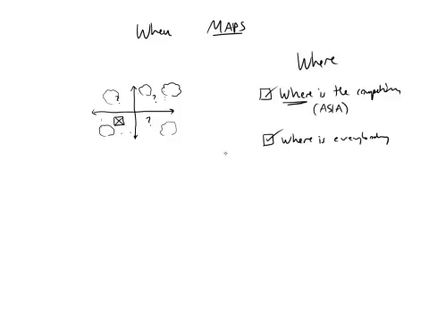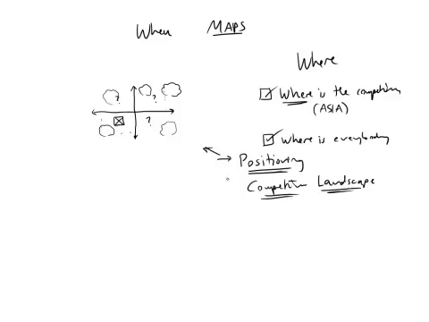And really what we're talking about is, anytime we hear the word positioning, of course, we're automatically talking about drawing a map. That's why it's called positioning. And if we ever hear competitive landscape, same thing. Every time we hear the word landscape, what are we talking about? We're automatically talking about a map.